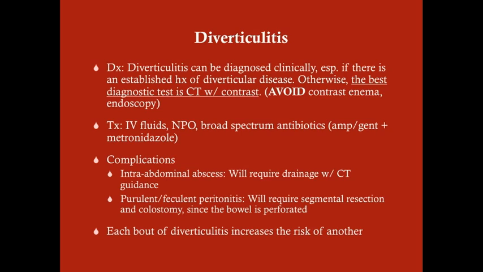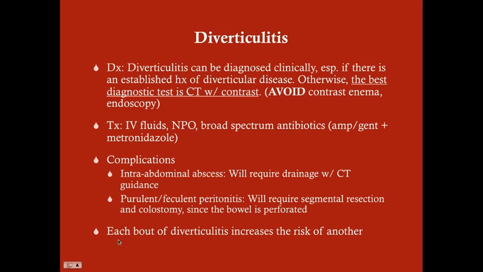So anytime you have peritonitis, the stereotypic signs are going to be guarding and rebound tenderness. If indeed they do have guarding or rebound tenderness, these patients are going to need laparotomy, and you'll need to do segmental resection and colostomy, since the bowel is perforated.